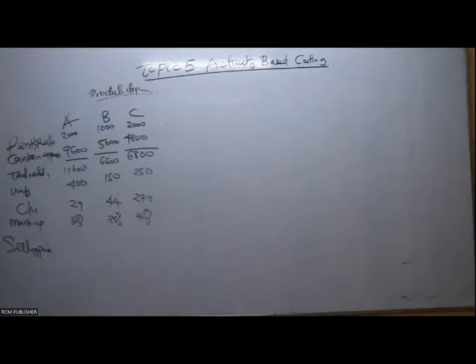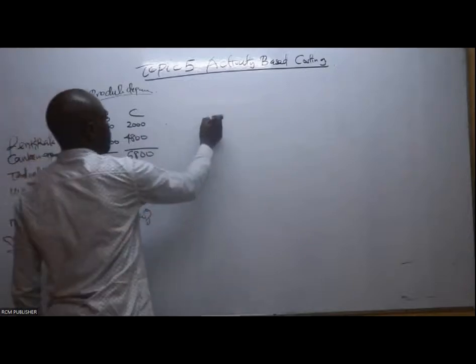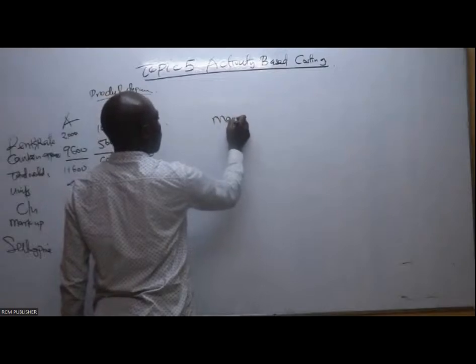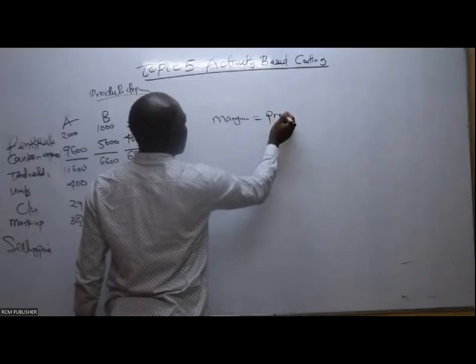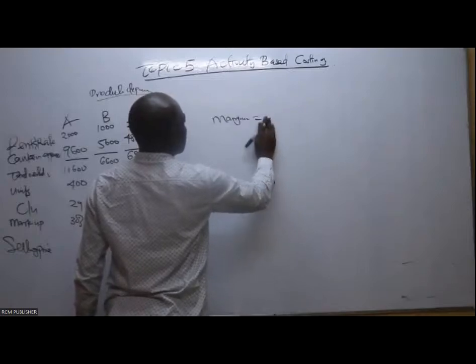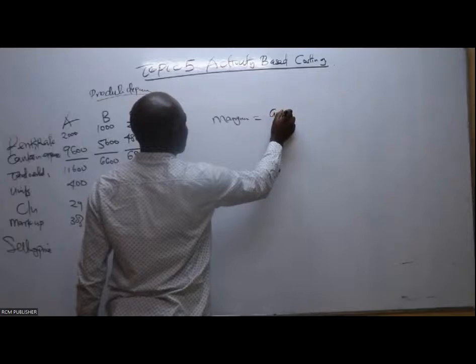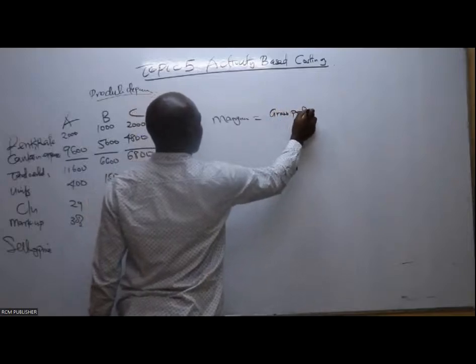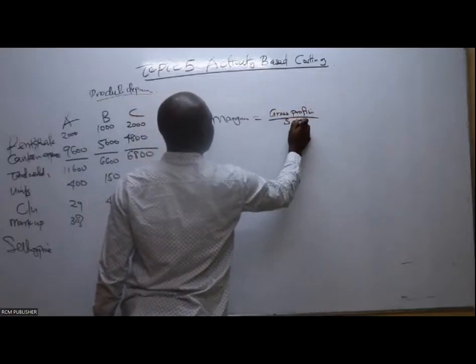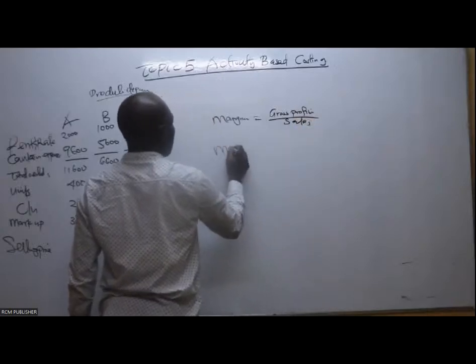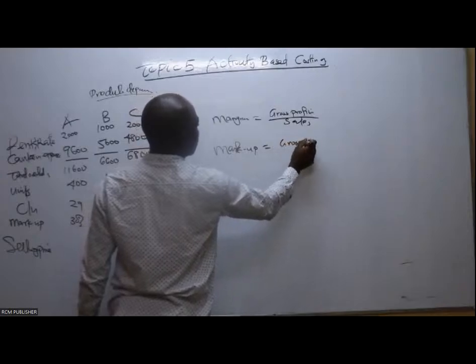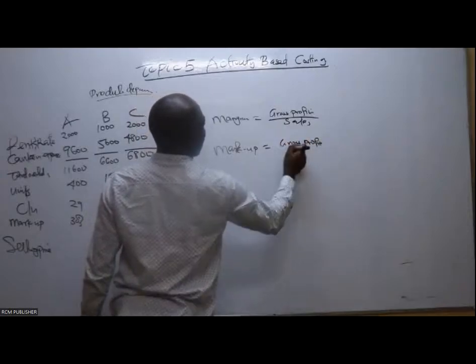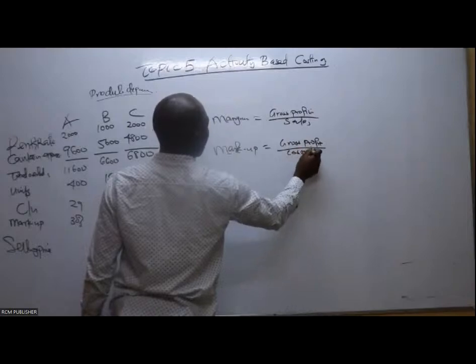How will we get the selling price? Remember, margin is equal to gross profit over sales. Markup is equal to gross profit over cost of sales.